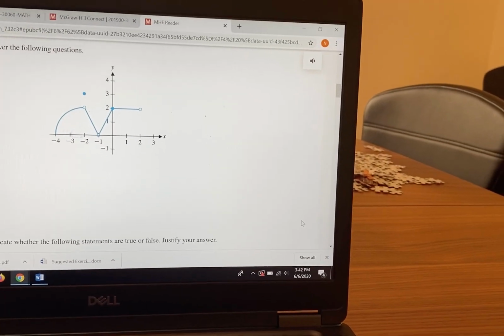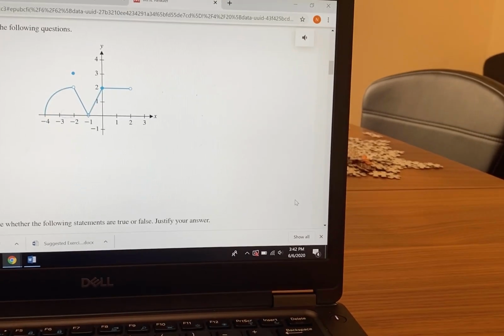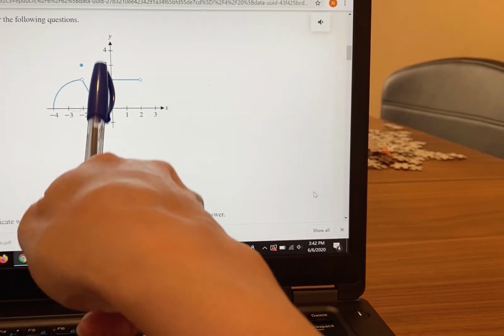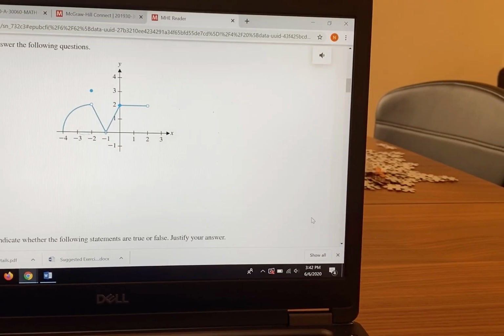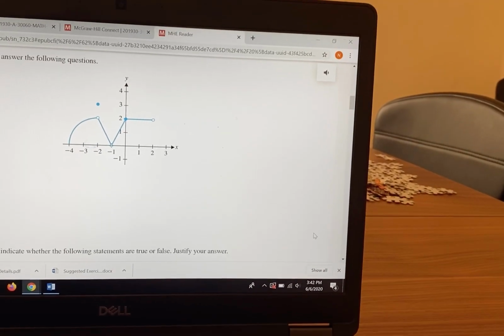What is f at minus 1? F at minus 1 is undefined, because if I look at minus 1 exactly, do I see any closed circle on top of minus 1? No. So f of minus 1, we don't say it does not exist. We say it is undefined.